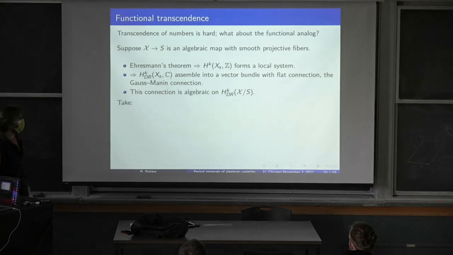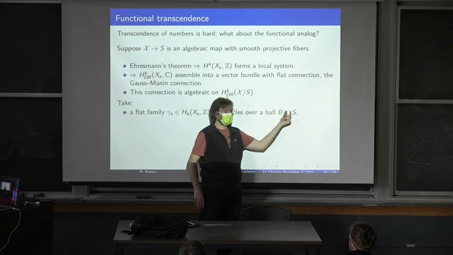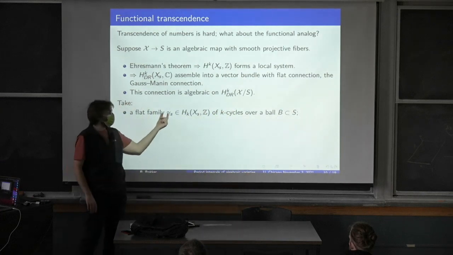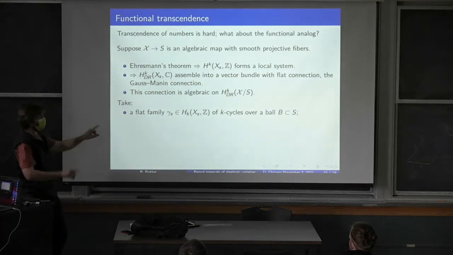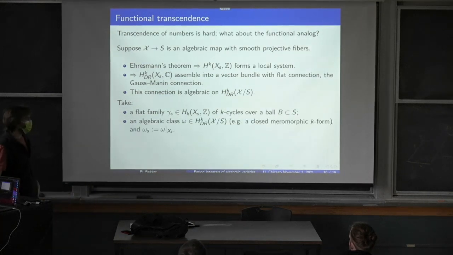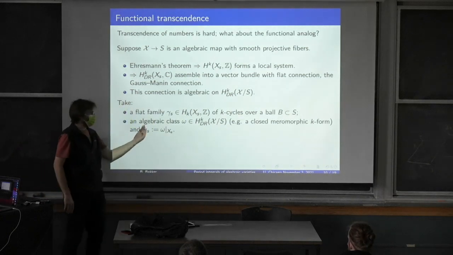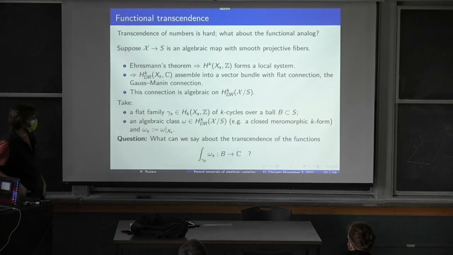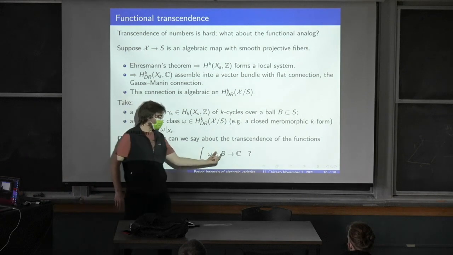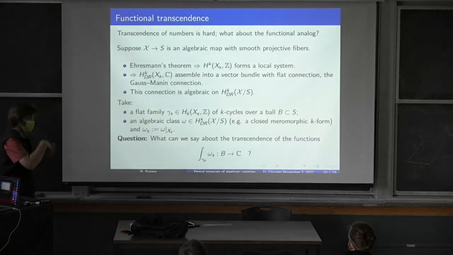So we can do the following. Over some, say, small ball B inside the base S, we can take some flat family of k-cycles. By flat, I just mean locally trivial. And I can take some algebraic cohomology class in the total space, i.e. the class of a closed meromorphic k-form. And I can restrict it fiber-wise to an algebraic class in each fiber. And I can form these integrals. These are now functions from B into C.